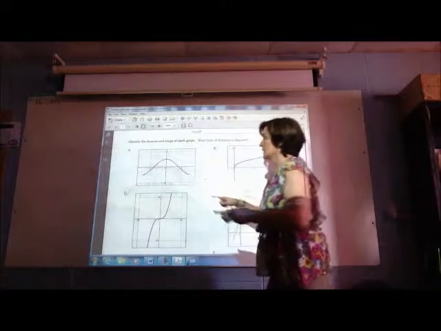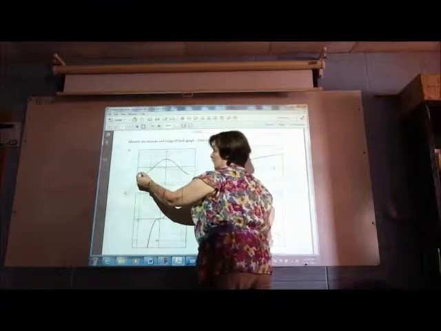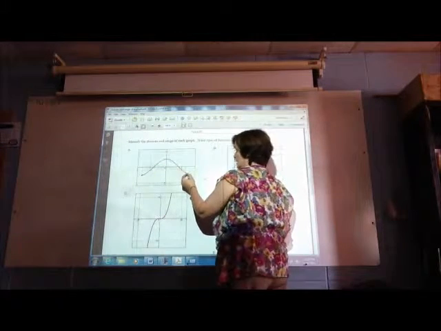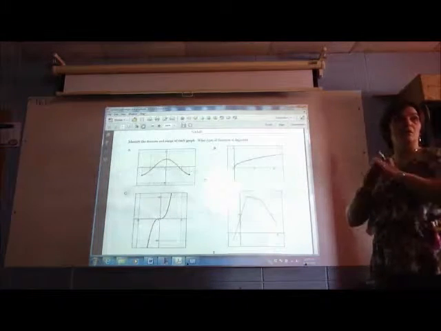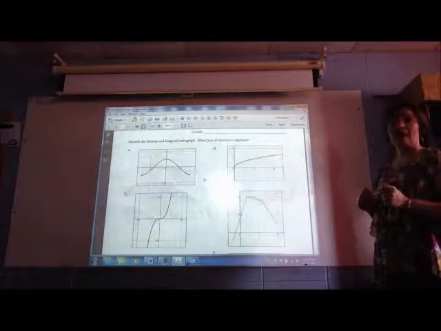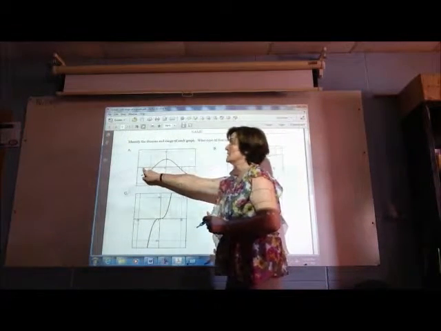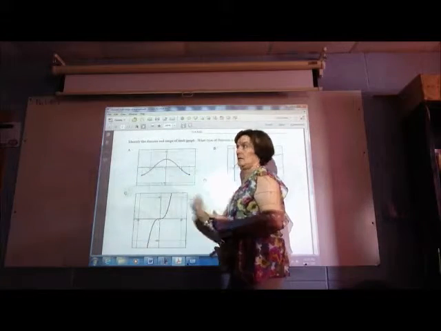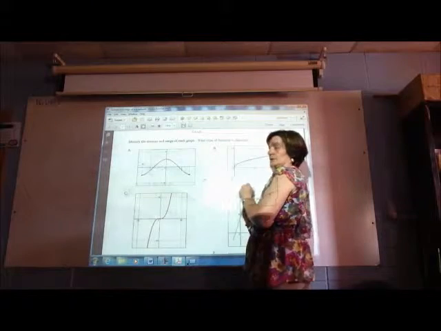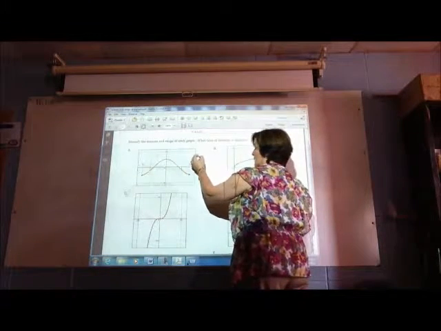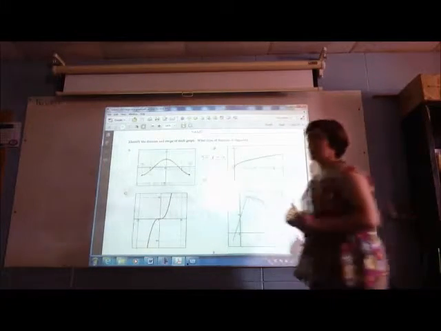So on A, our graph starts here, right? So I go up to my x-axis, right? Because that's the whole span of my graph. It goes from here to here. So what is this value over here? -3. What is this value over here? +3. So -3 is less than or equal to x, which is less than or equal to 3. That's my domain.